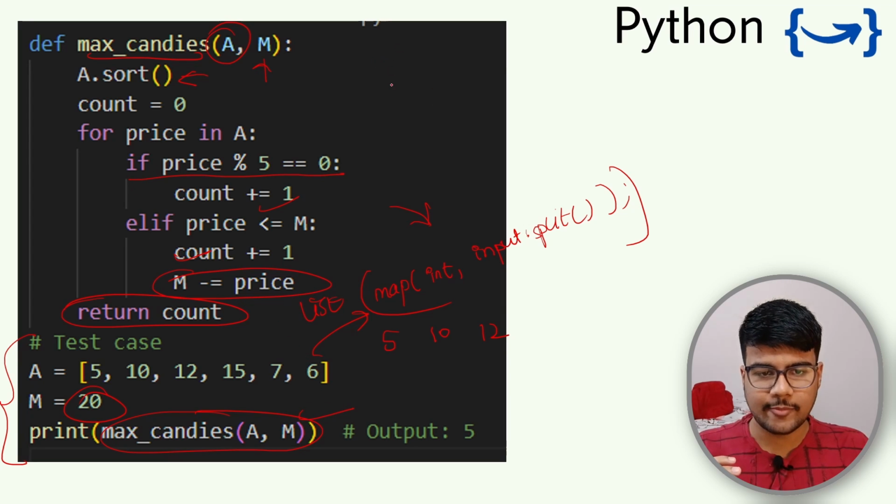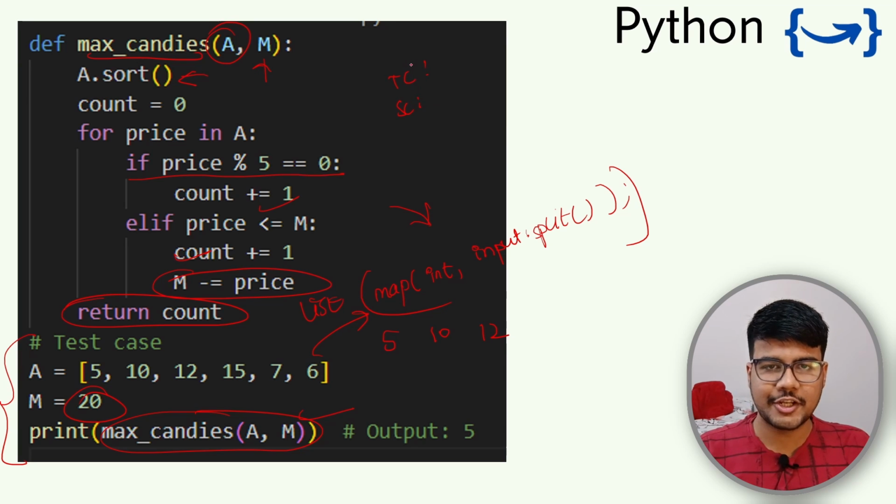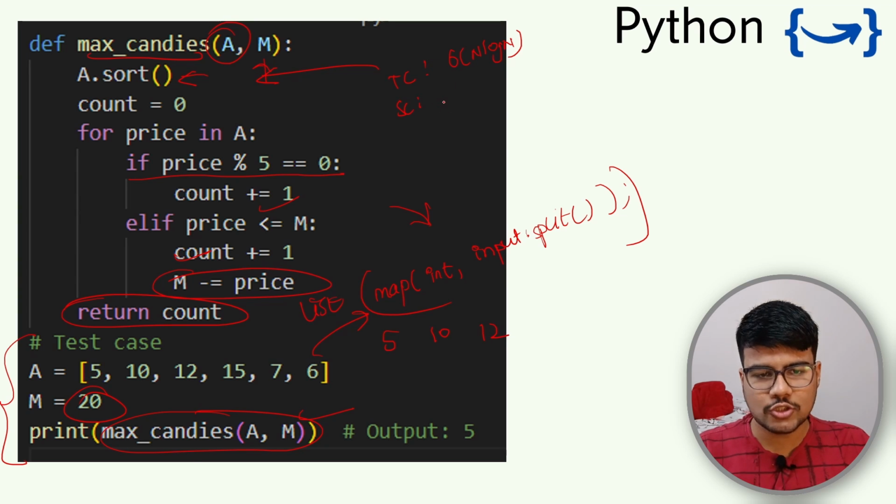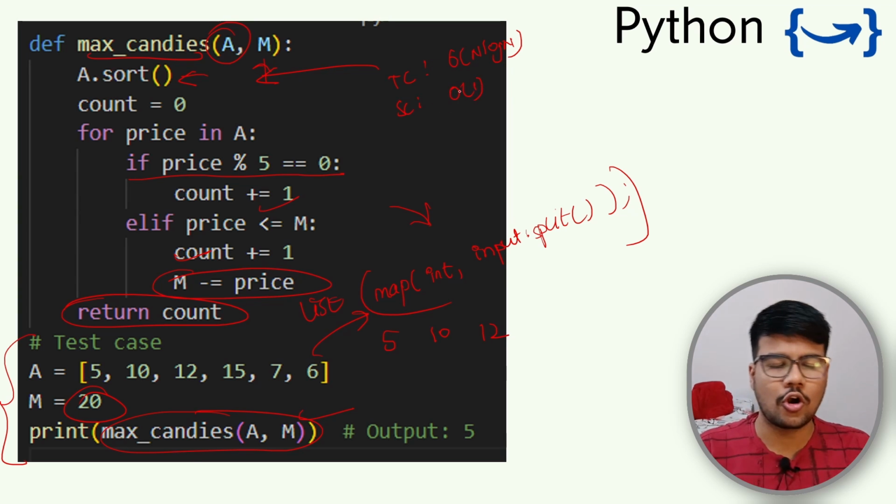So let's discuss the time complexity and the space complexity as well. So do you think the time complexity of this code is O of n? No guys, the time complexity of this code is O of n log n, because we are using a sorting algorithm which usually takes n log n in time complexity, and the space complexity would be O of n because I'm not taking any other auxiliary space to solve this code.